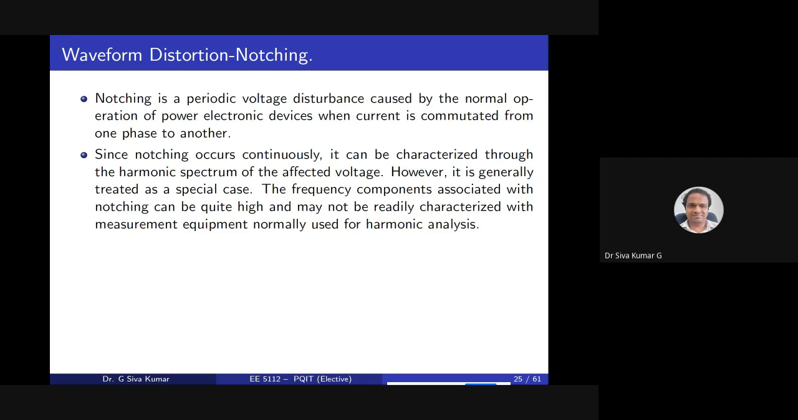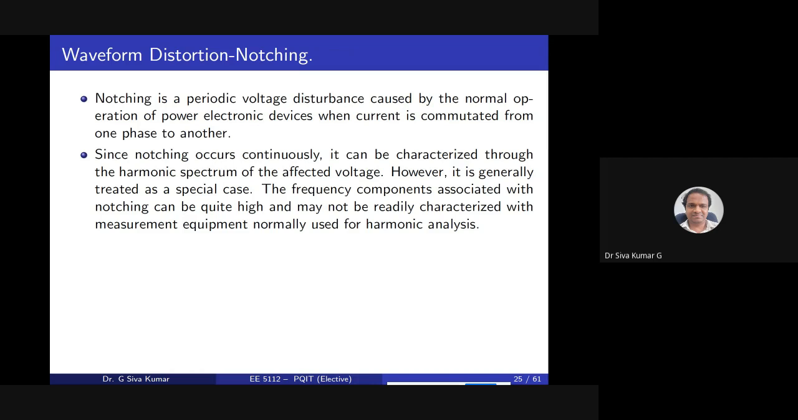But not the interharmonics. Since notching occurs continuously, it can be characterized through the harmonic spectrum of the affected voltage. However, it is generally treated as a special case. The frequency components associated with the notching can be quite high and may not be readily characterized with the measurement equipment normally used for harmonic analysis.